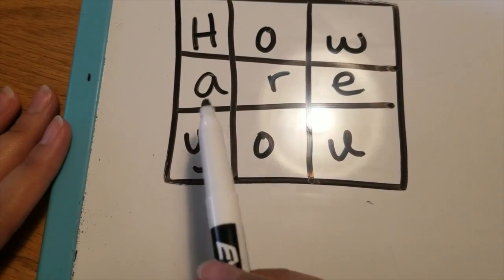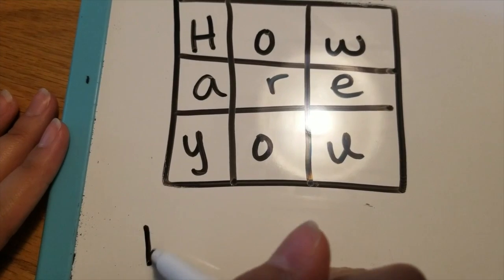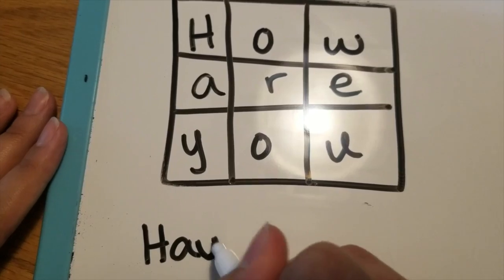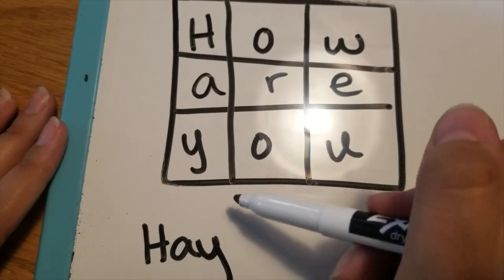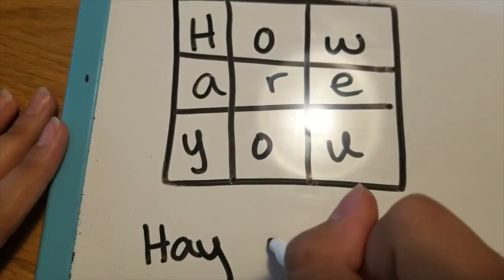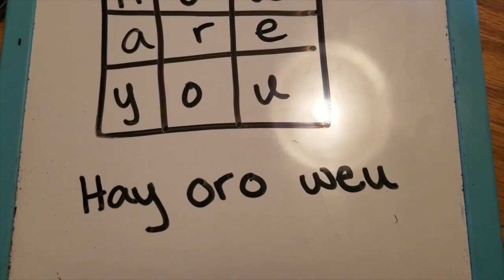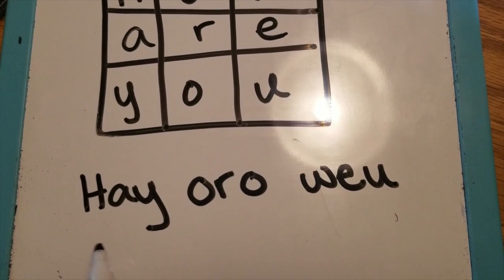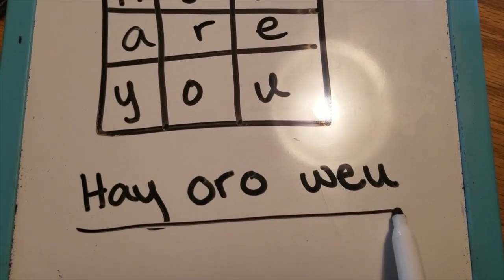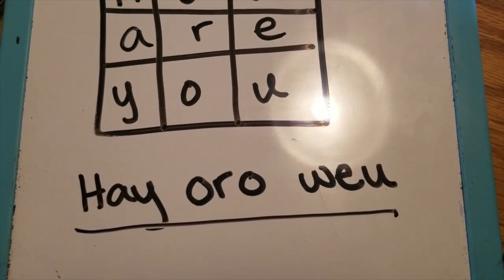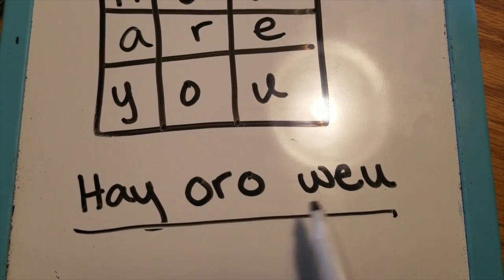In step 3, we will be writing our new encrypted message going up to down. So, it will start with H, A, Y. I'm going to add a space for a new column, O, R, and so on. Now, this is the message that we will give to people who know how to decrypt our messages. And people that we don't want getting these messages won't know exactly what this means.